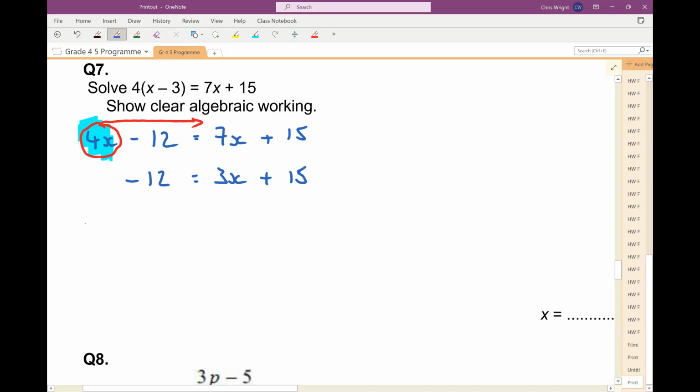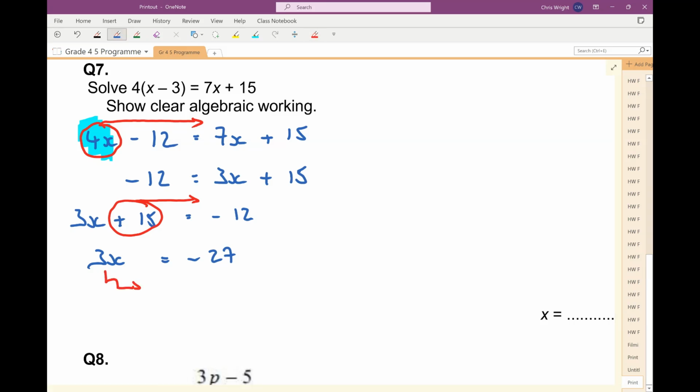Let's turn it round. 3x plus 15 equals minus 12. Okay, float and ping this 15 over here. That's going to become minus 15, isn't it? So I'm going to have 3x equals, on my calculator, minus 12 minus 15 is minus 27. Escalate down the 3. X will be minus 27 over 3, which is minus 9.